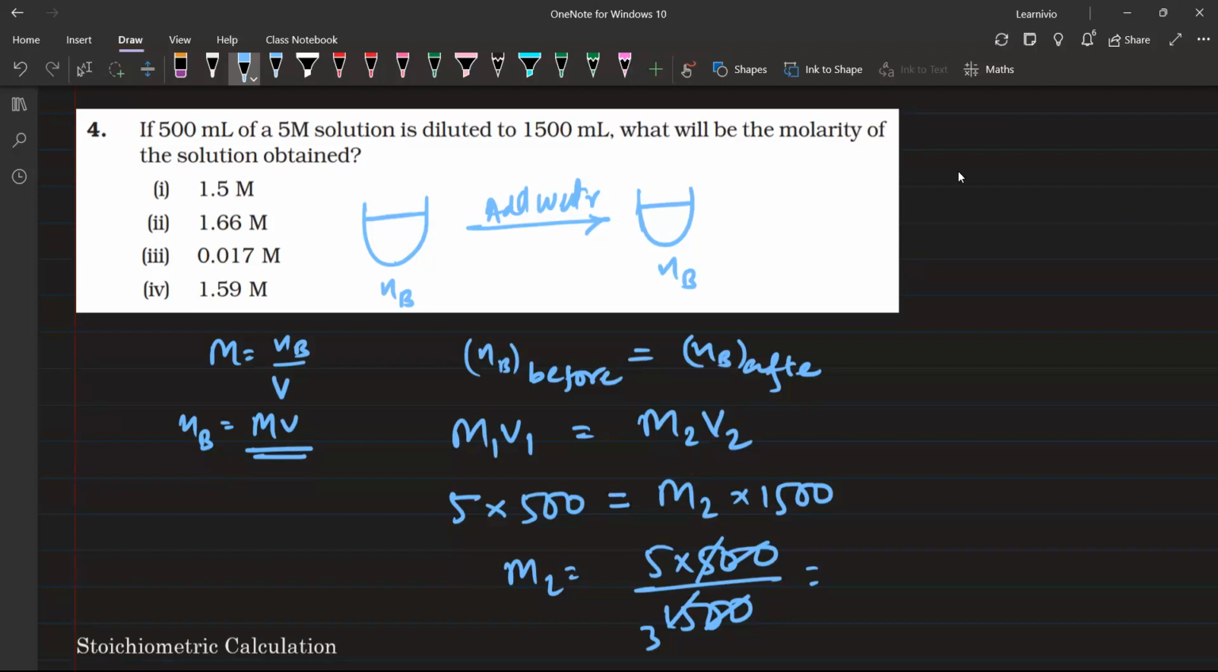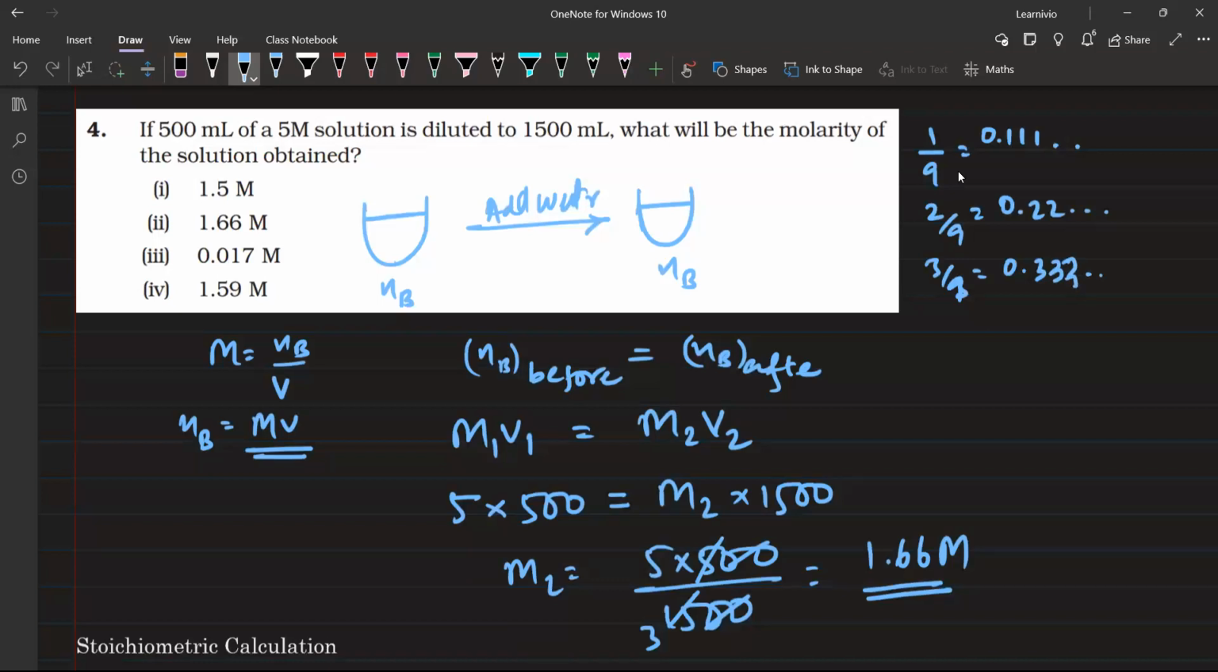15 by 9 will be 1.66 molar. But there is one thing that I want all of you to remember, that 1 upon 9 is equal to 0.11111, and it will go on. 2 upon 9 is equal to 0.22222, and so on.